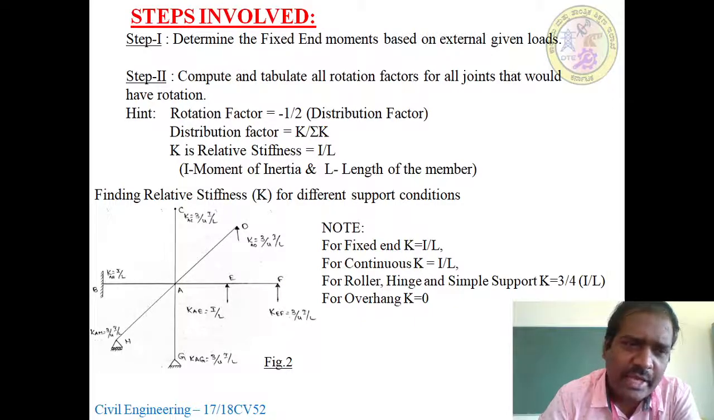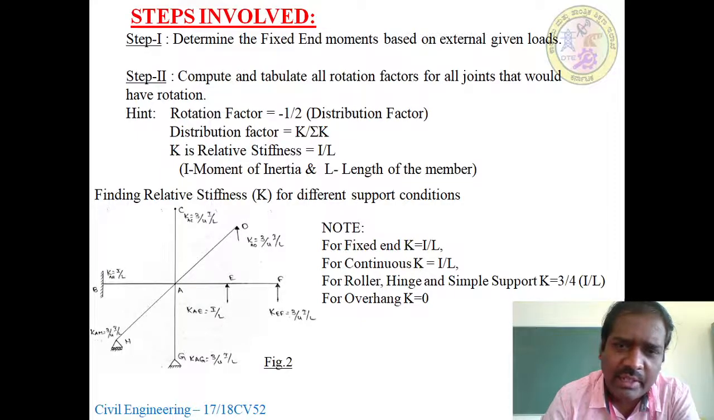So come to the AH again. It is not fixed and it is not continuous, so it is a roller support. The K is equal to 3 by 4 I by L. So this is very, very important to determine the rotational factor.